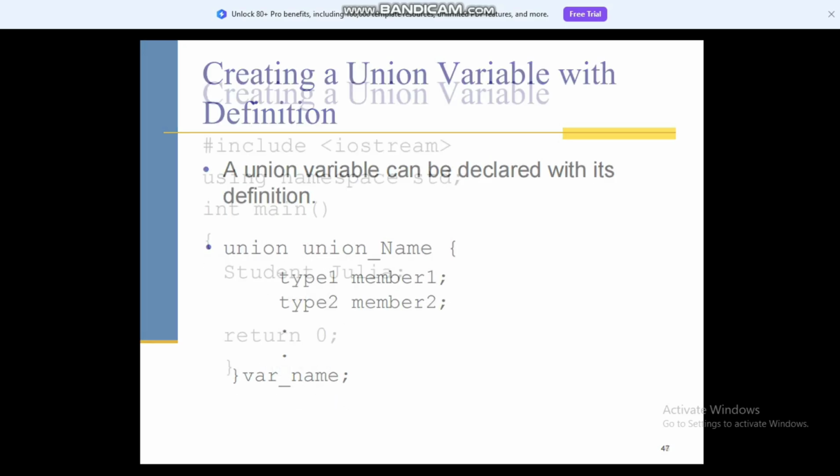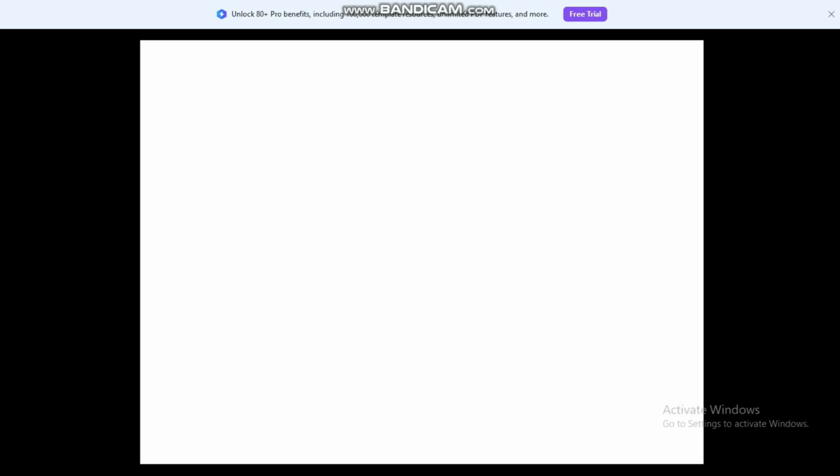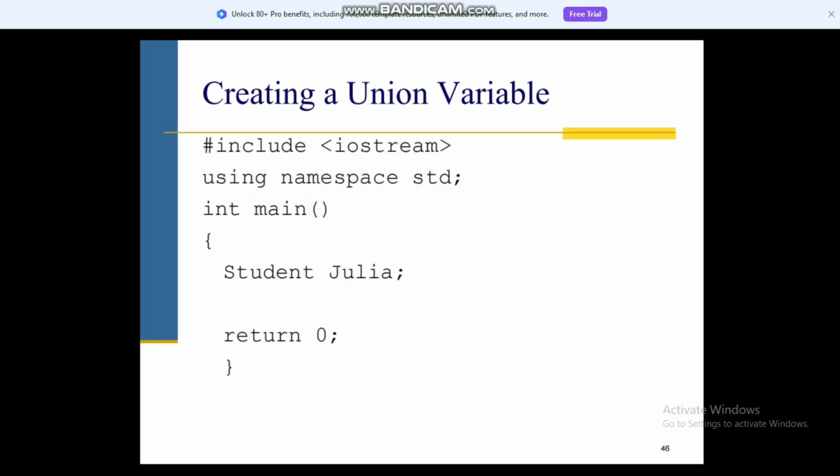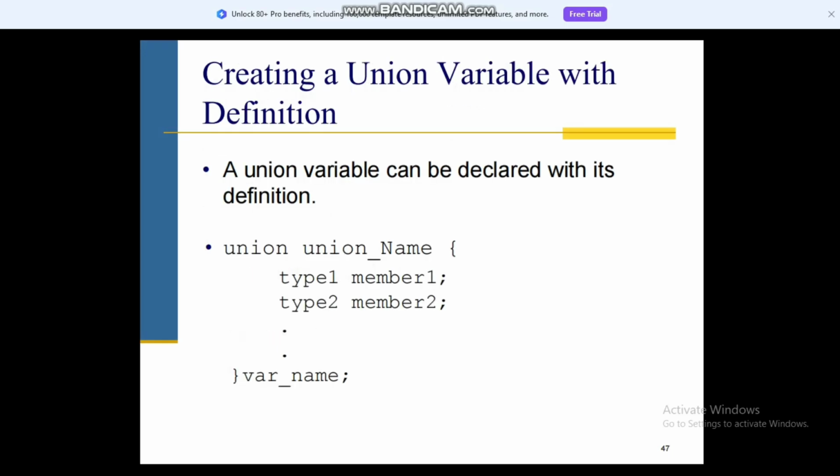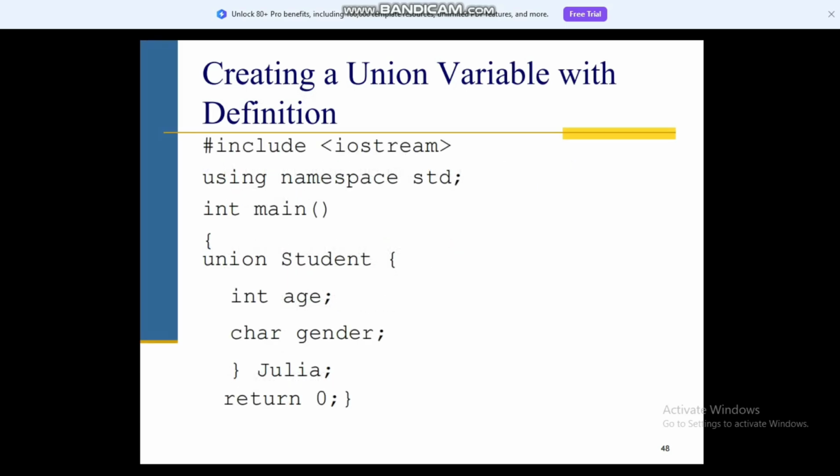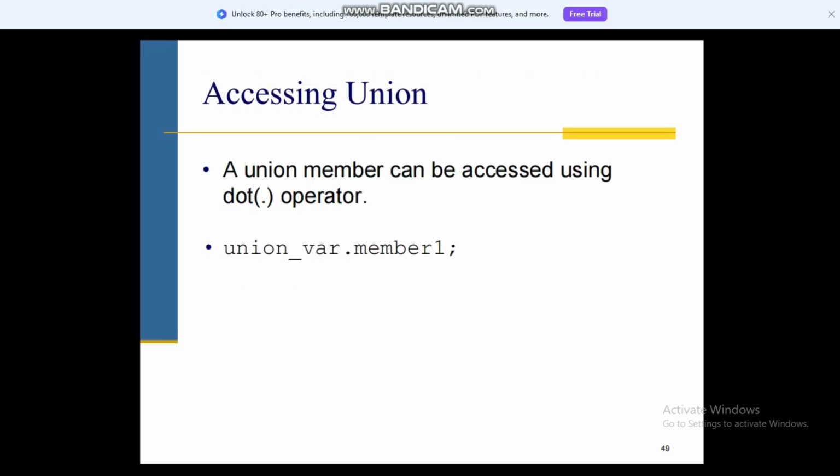Alright, so here's an example of a union and creating a union variable with definition. A union variable can be declared with its definition. That's type1 member1, type2 member2, then variable_name. So we have this.